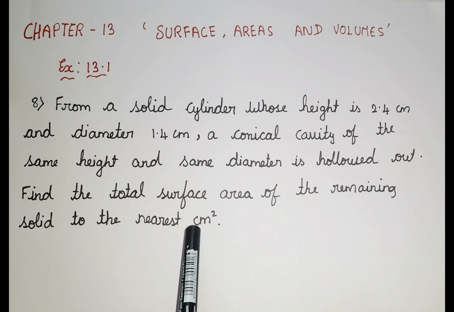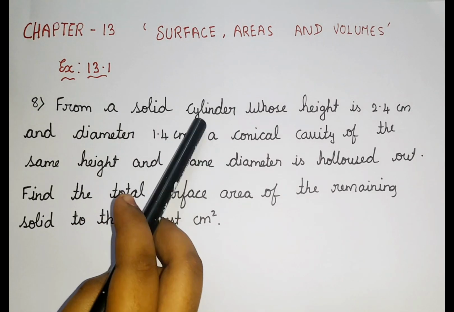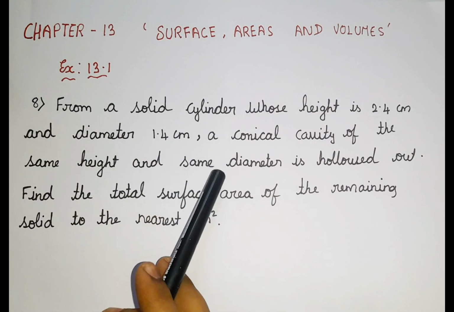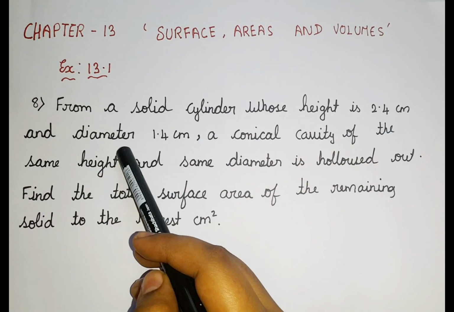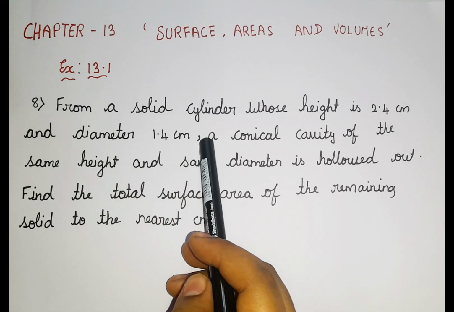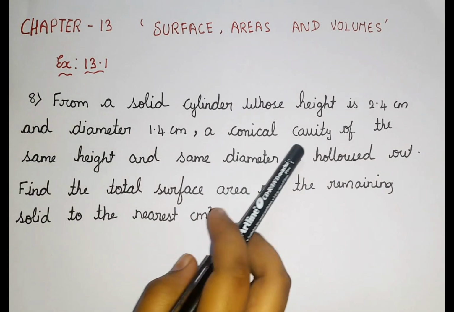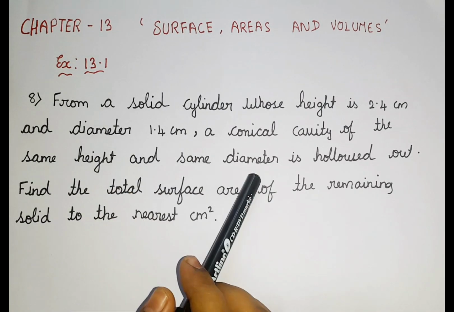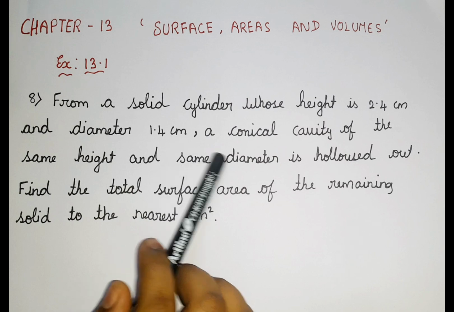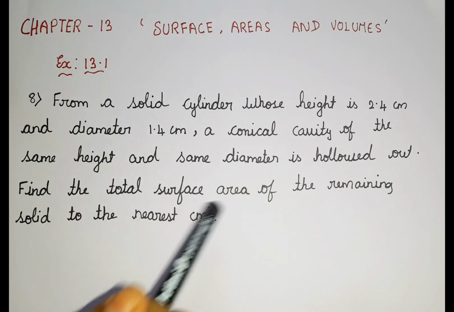Okay guys, so now let us understand the figures, shapes. So here, from a solid cylinder, so we have a cylinder whose height is 2.4 centimeter and the diameter is 1.4 centimeter. And a conical cavity, which has the same height as the cylinder and the same diameter, that is 1.4 centimeter, which is hollowed out. So hollowed out means, for example, we will have space.